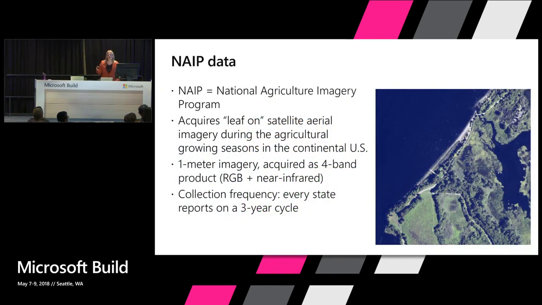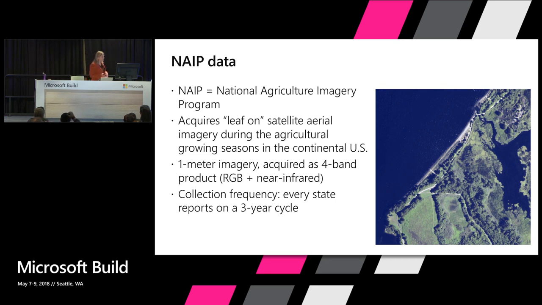All right, so let's talk more about that input data. We were using NAIP data, so this is satellite imagery. NAIP actually stands for the National Agriculture Imagery Program. This data is acquired through the agricultural growing seasons when the leaves are on, so you can see in the pictures the leafy treetops right there. So it is collected at that time.